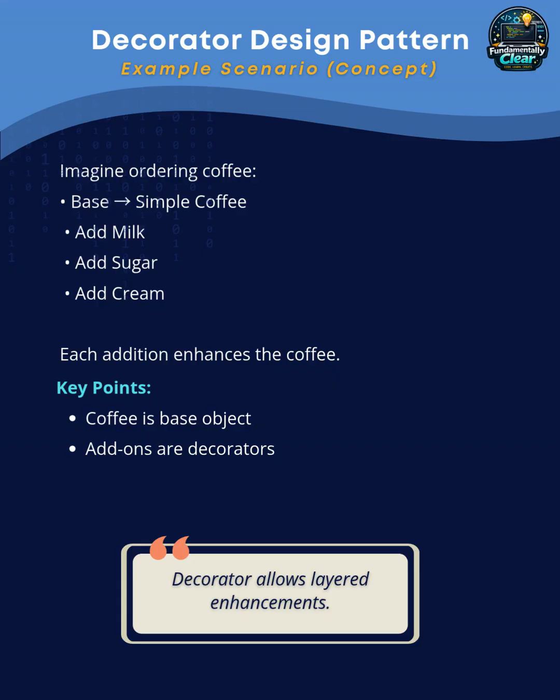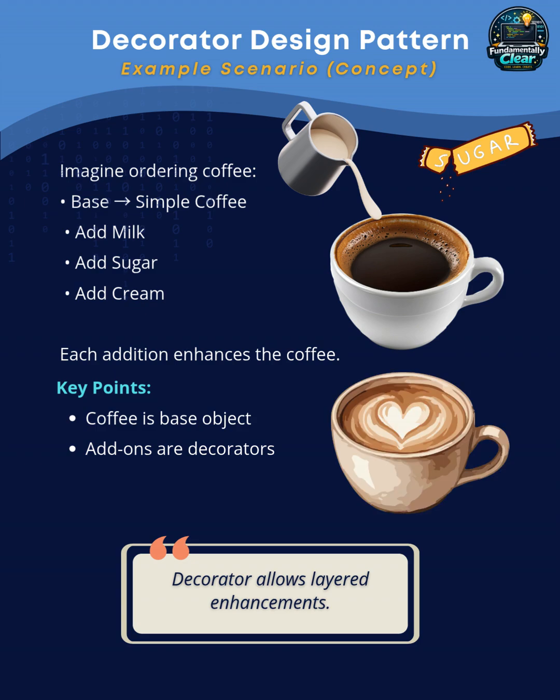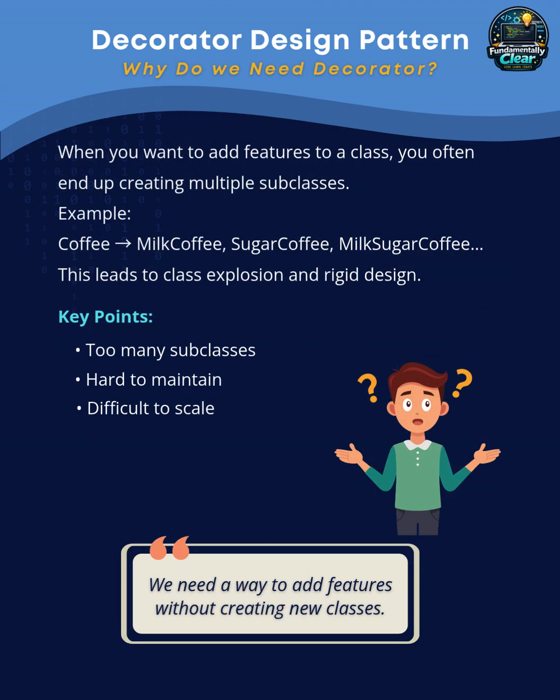Imagine you're building a coffee ordering system. You start with a simple coffee class. Easy enough. But then your product manager says, we need milk coffee, sugar coffee, cream coffee, and also milk sugar coffee, sugar cream coffee, and milk sugar cream coffee. Suddenly, you're staring at an explosion of subclasses. Every new combination means a brand new class. Your codebase becomes a nightmare to maintain, impossible to scale, and painful to extend.